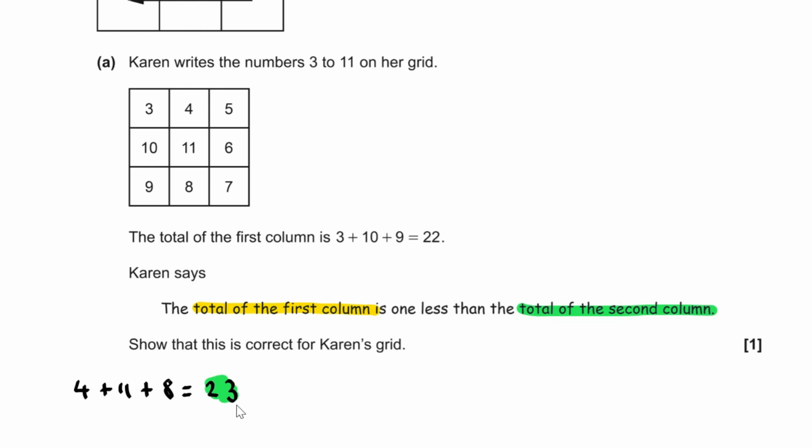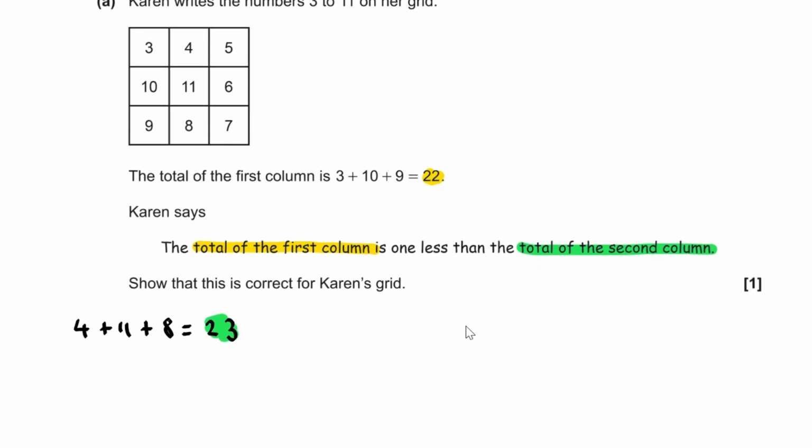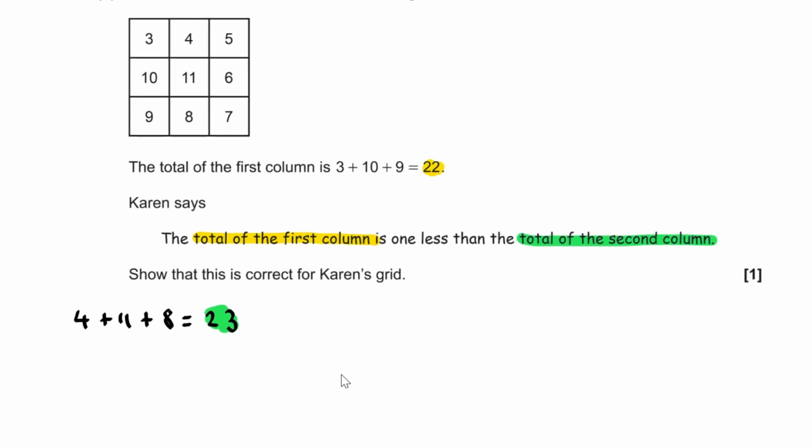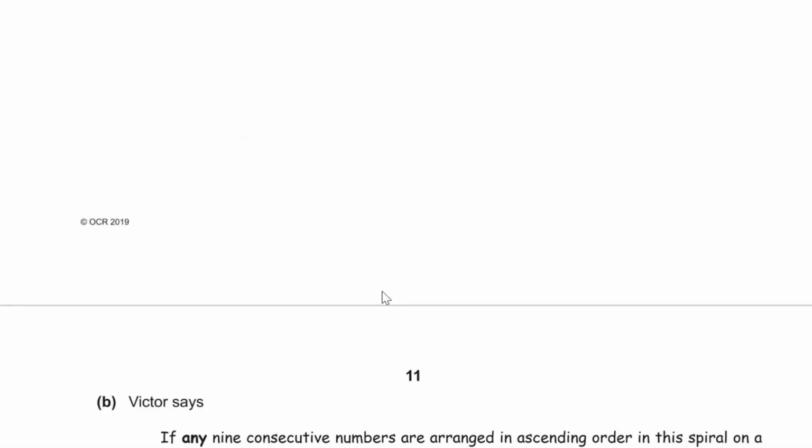And what you can see is this is indeed 1 less than what we have. So 23 take away 22, that's equal to 1. So we've got 1 less than, as we see here. So this is for the second column, this is for the first column. And that's exactly what we wanted to show.